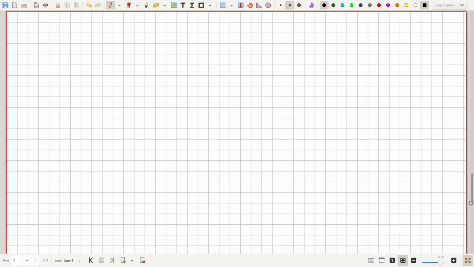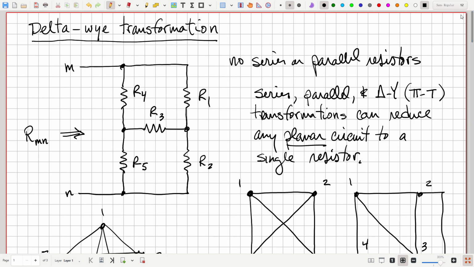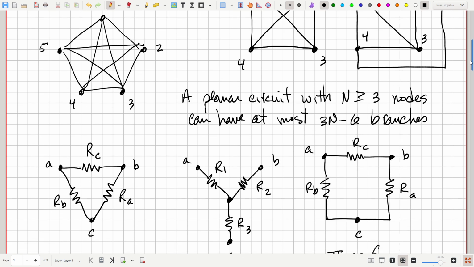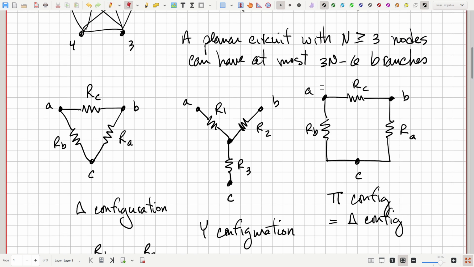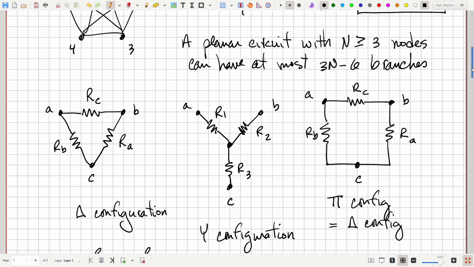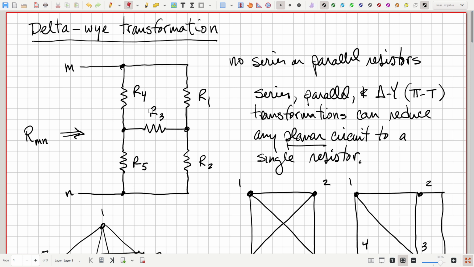So let's return to our original circuit that got us started here. We already said there are no series or parallel combinations. Are there any delta or Y or equivalently pi or T configurations here? Well, we can see here R2, 3, and 5, they form a pi, right? It's a pi configuration, right? This kind of a structure. And R1, 3, and 4 is an upside down pi.